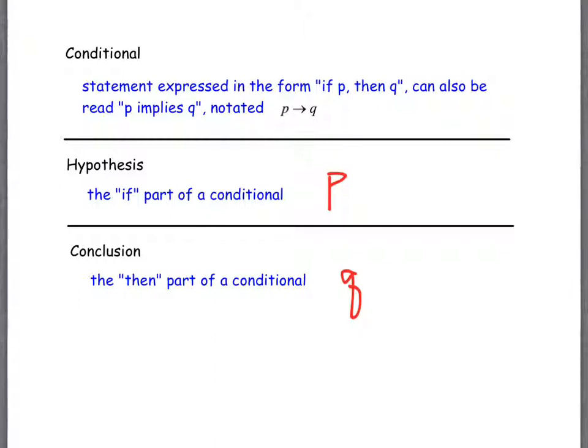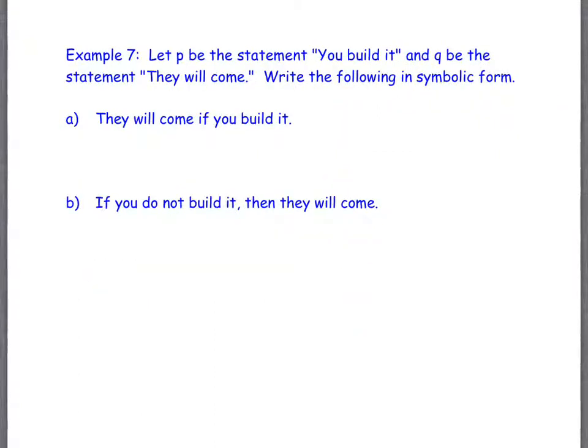If I get done in time, then I will go to the rock. If it's not too hot, then I will go for a run. Okay? The then part is called the conclusion of the conditional. And so we're going to do a couple of language exercises with this kind of a statement. It says, example 8, let P be the statement you build it, and Q be the statement they will come.